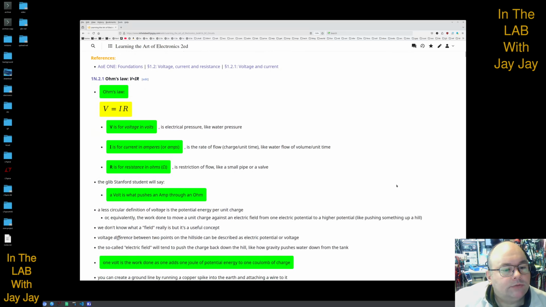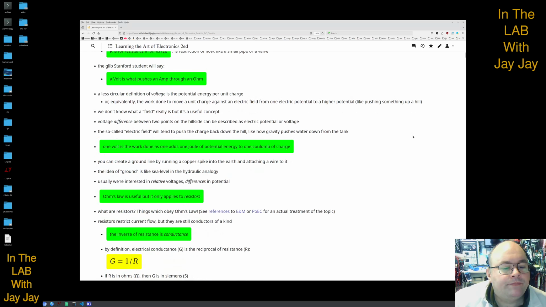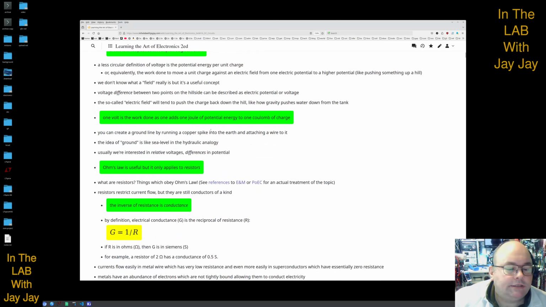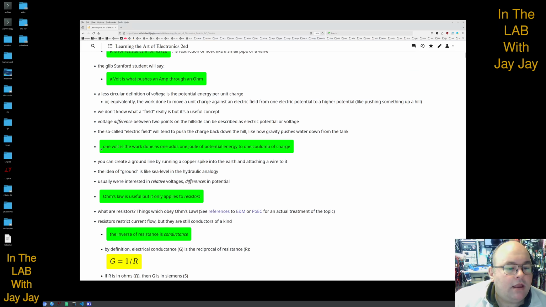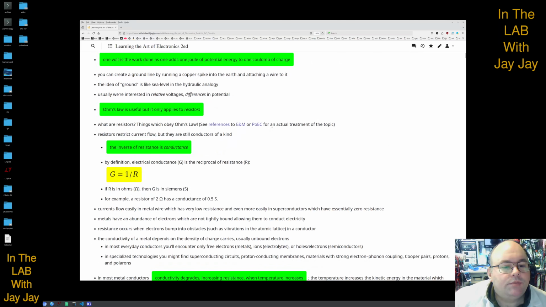We need to know about Ohm's law, which is V equals IR. V is for voltage in volts. I is for current in amperes or amps. And R is for resistance in ohms. As they say, a volt is what pushes an amp through an ohm. Another way of saying the equivalent thing: 1 volt is the work done as one adds 1 joule of potential energy to 1 coulomb of charge. Ohm's law is useful, but it only applies to resistors.